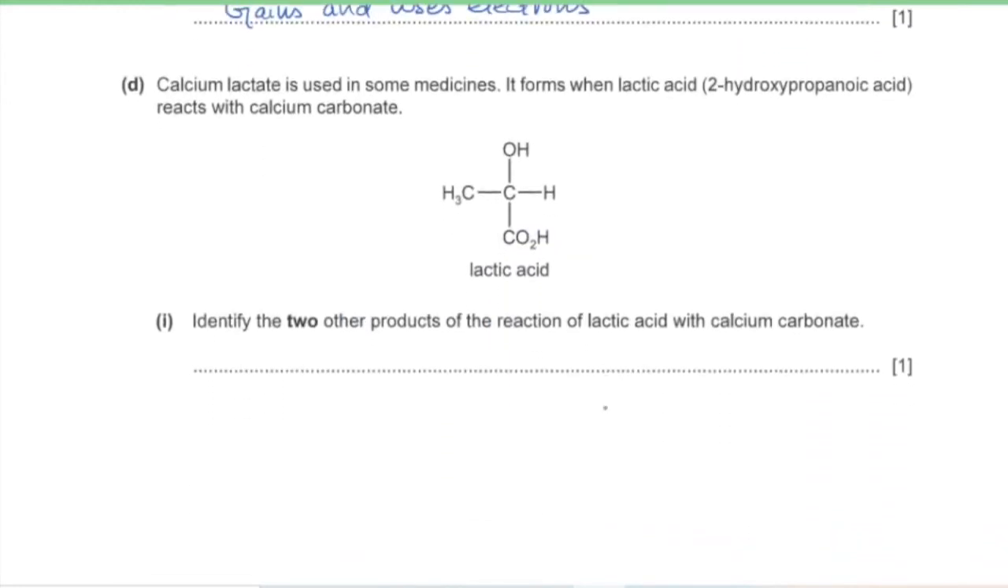Part D, calcium lactate is used in some medicines. It forms when lactic acid reacts with calcium carbonate. Part 1, identify the other two products of the reaction of lactic acid with calcium carbonate. So acid plus metal carbonate gives you carbon dioxide and water too, other than the salt. So we'll write that carbon dioxide and water.